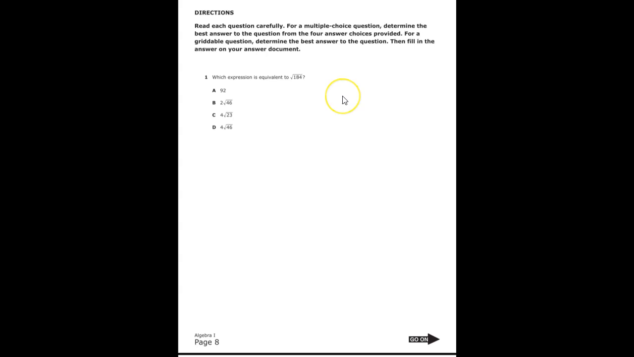Here it says, which expression is equivalent to square root of 184? I like to use the prime factor tree method whenever I'm dealing with radicals. So I have 184, and I divide by 2, I get 92. I divide by 2, and I get 46. 46 is an even number, so it's not prime. The only even prime number is 2. And also 46 is not a perfect square.